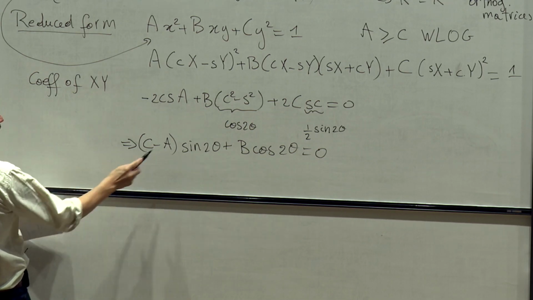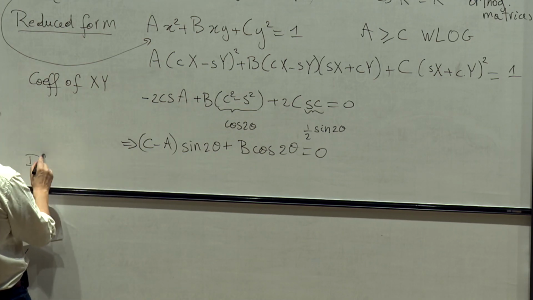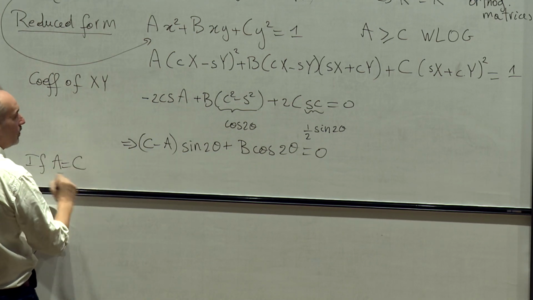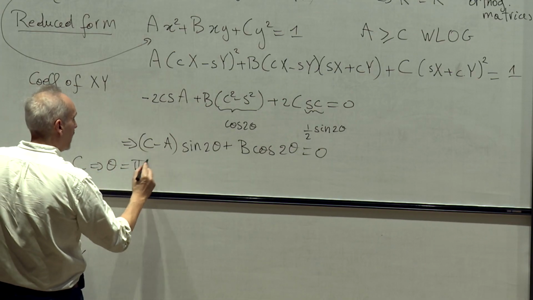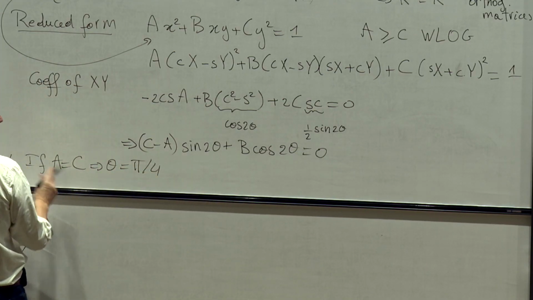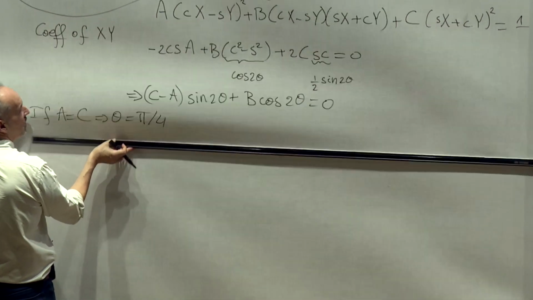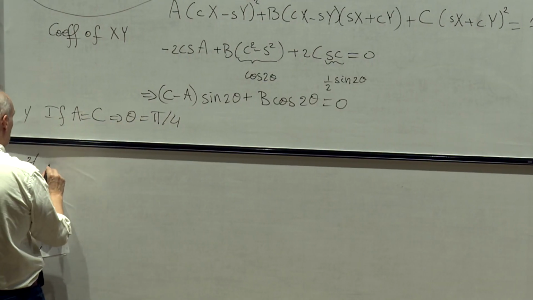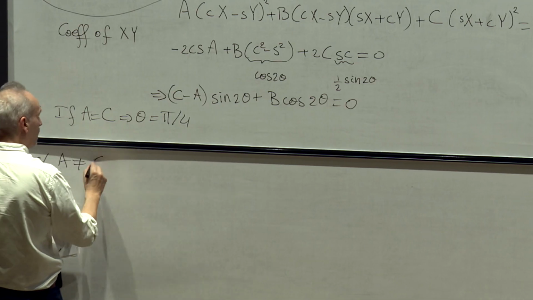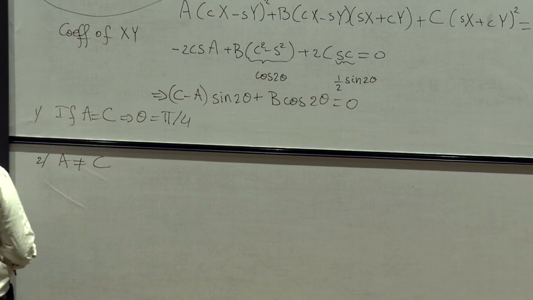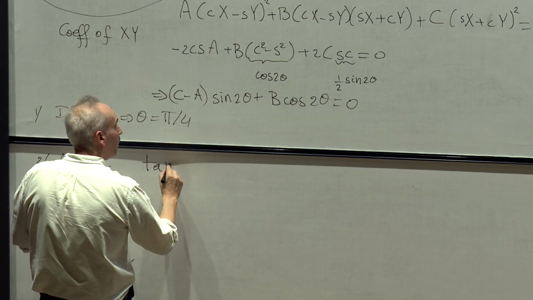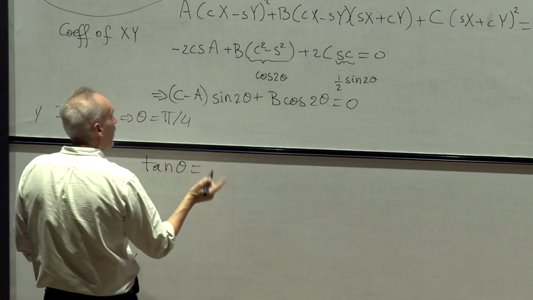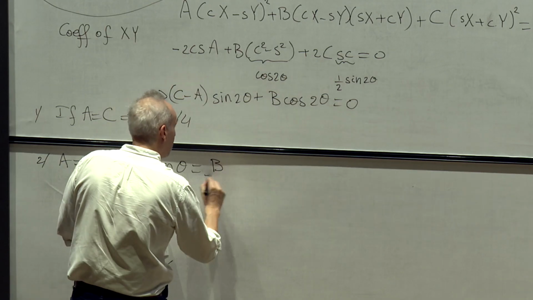Well, there's a simple case. If a equals c, this first term disappears, and I can choose theta equals pi over 4. So that's the first case. Let's assume that a is different than c now. In that case, I have tangent of 2 theta equals b divided by a minus c.